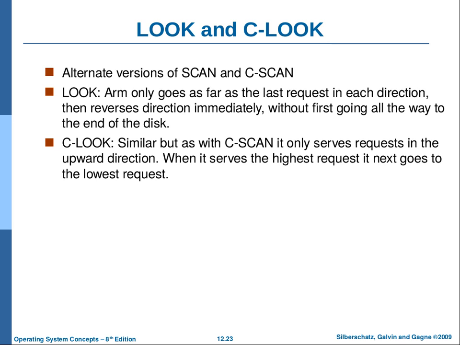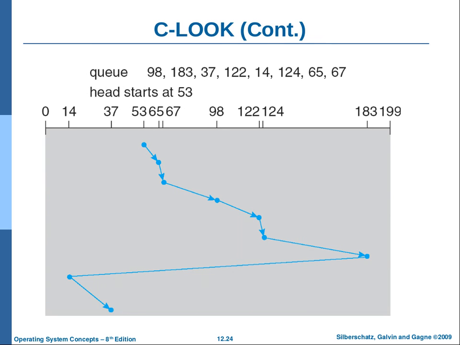Then there's something called LOOK. The arm only goes as far as the last request in each direction and then reverses immediately, without going all the way to the end of the disk. So we don't have to go to the end of the disk. We shave off a little seek time. And then we're going to improve upon that with C-LOOK, where instead of reversing, it just goes all the way back to the beginning. It services the highest request and then goes to the lowest request. So it's shaving off a little seek time at these two edges, so to speak.